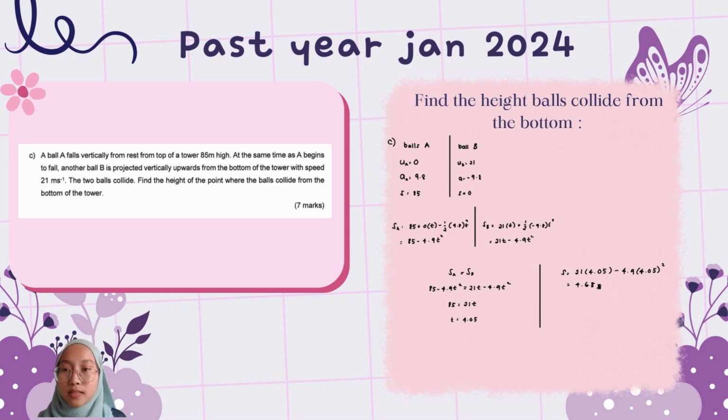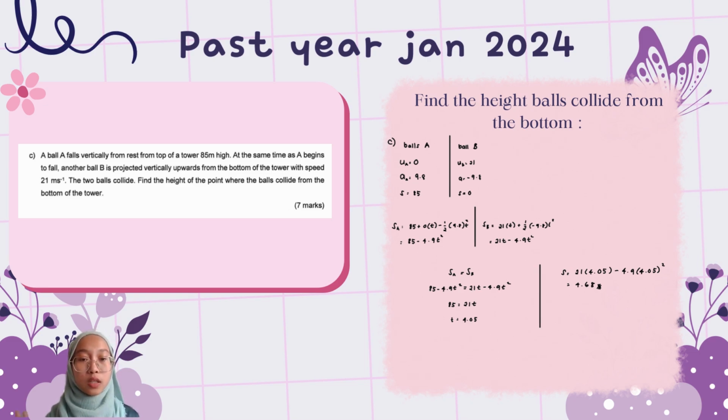And the next question, which is part C, a ball A falls vertically from rest from the top of a tower 85 meters high. At the same time as A begins to fall, another ball is projected vertically upwards from the bottom of the tower with speed 21 meters per second. The two balls then collide. Find the height of the point where the balls collide from the bottom of the tower.